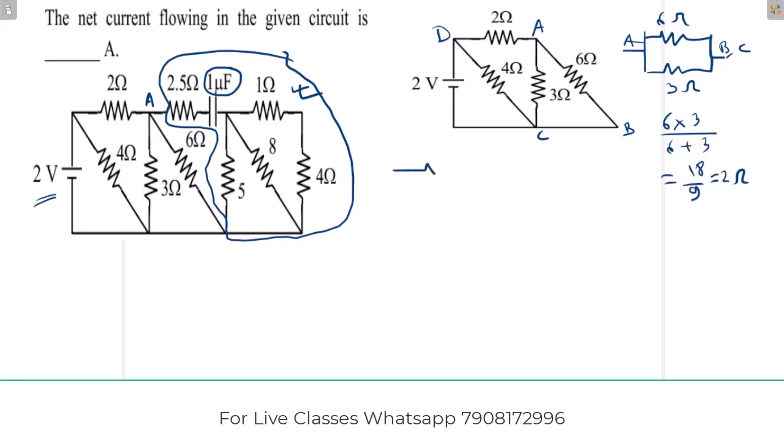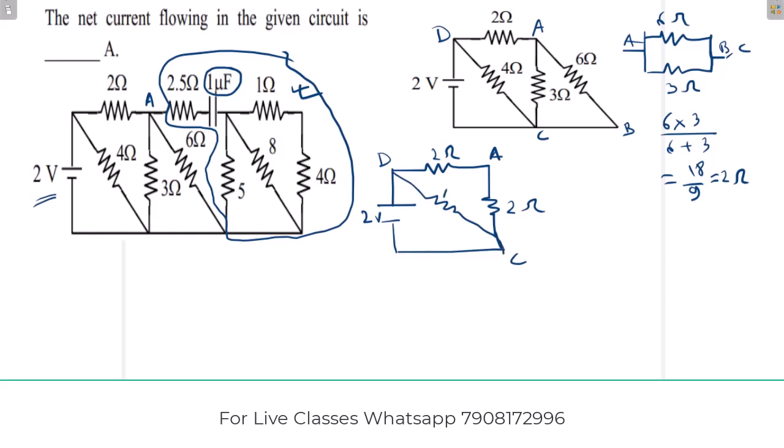Now if we draw again this circuit, so 2 volt supply, this is point D, this is 2 ohm. Now between A and B there is a resistance of 2 ohm, the equivalent of 6 and 3, and this point is C, and another resistance 4 ohm is connected like that.